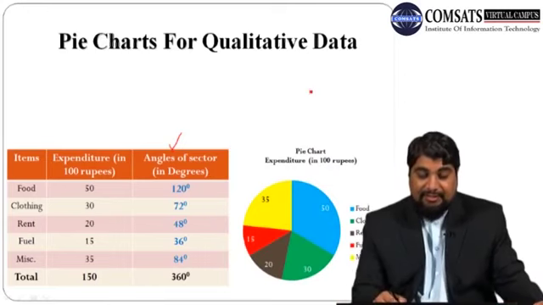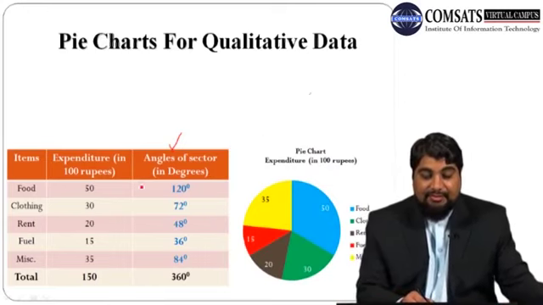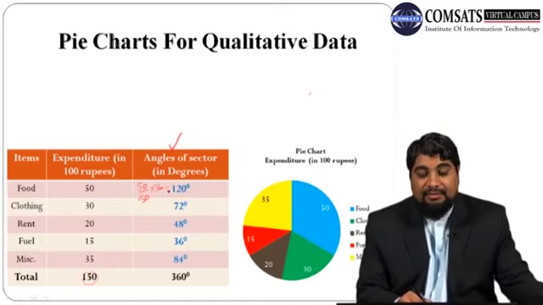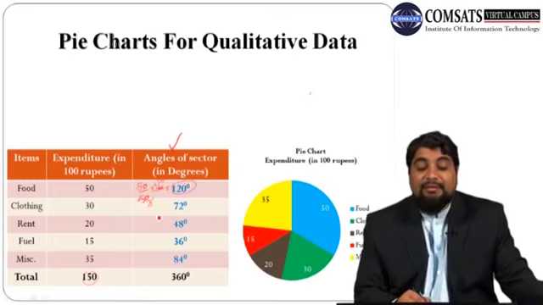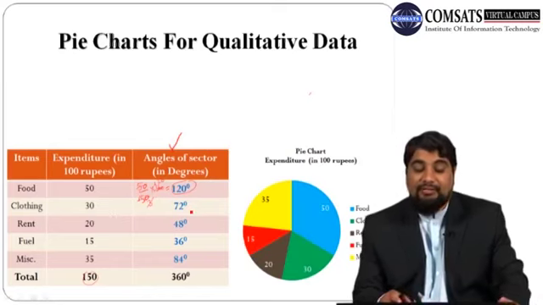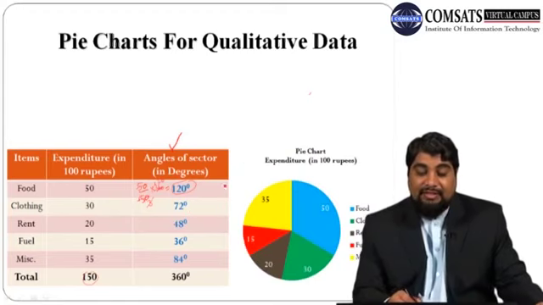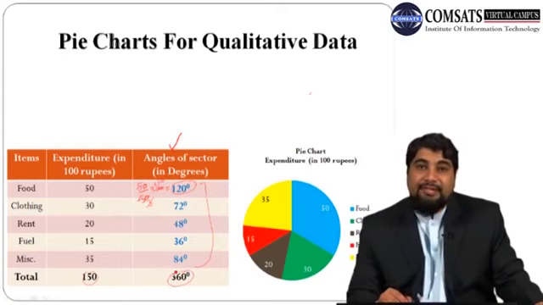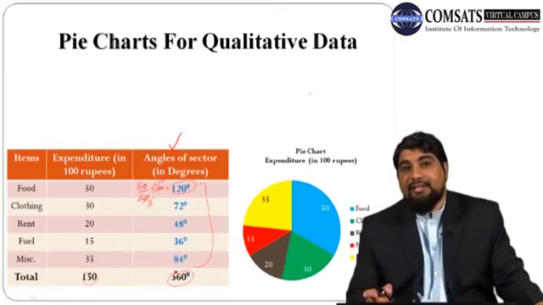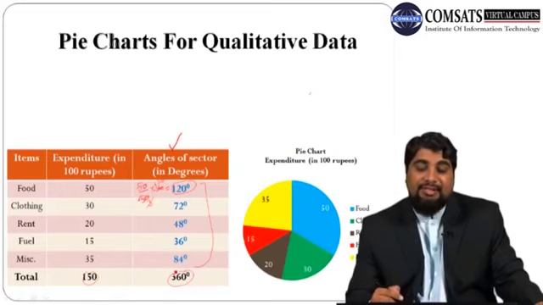So let me do it for the first case. It is 50 divided by the total, which is 150, into 360. So 50 over 150 is 1 by 3, and 1 by 3 into 360, so we get 120 degrees. Similarly, 30 over 150 into 360, you get 72 degrees, and so on. The sum of all these angles should be equal to 360 degrees. If it is different from 360 degrees, you have made some mistake. You need to cross check your calculations.